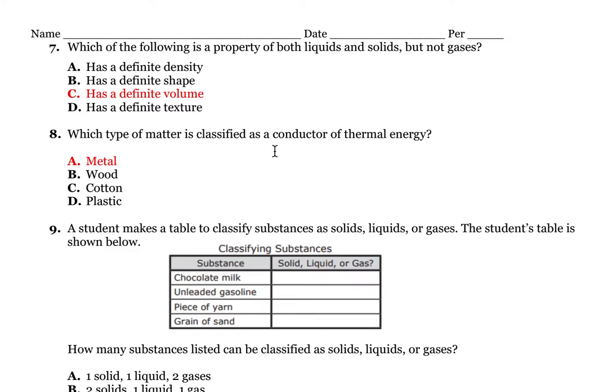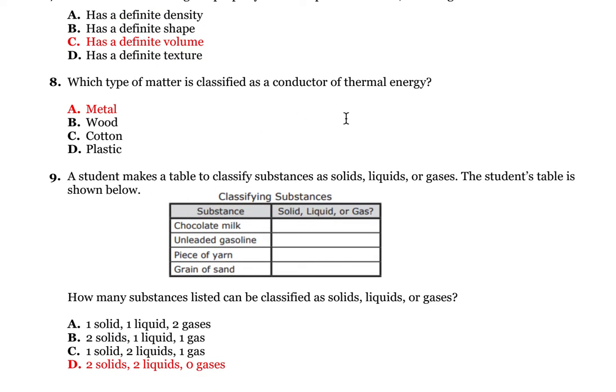Number 7. Which of the following is a property of both liquids and solids, but not gases? C. Has a definite volume. Gas does not have a definite volume, but liquids and solids do. Number 8. Which type of matter is classified as a conductor of thermal energy? The answer is A. Metal. Wood, cotton, and plastic are all insulators.